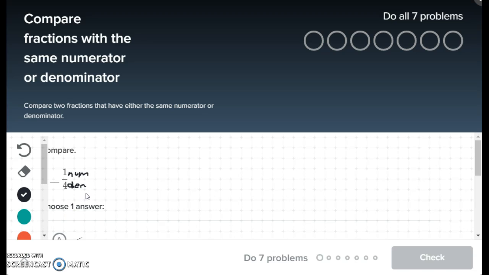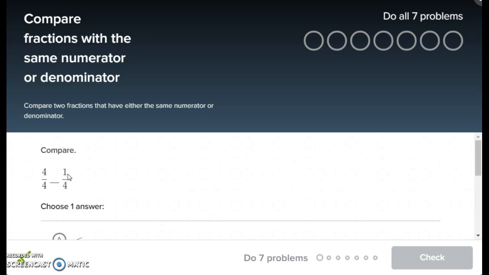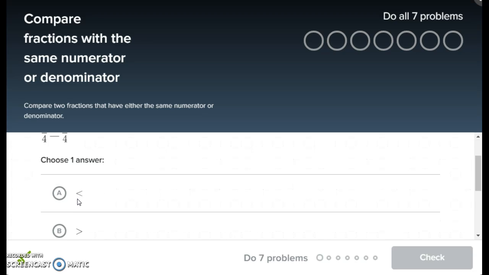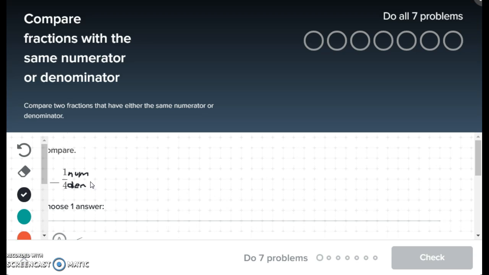When they have the same denominator, they have the same amount, and whichever numerator is greater, then it'll be more. So it's 4 and 1. You don't need to worry about the denominator because they're the same. So 4 is greater than 1, so this sign would be applied.